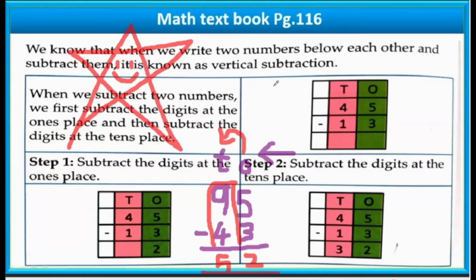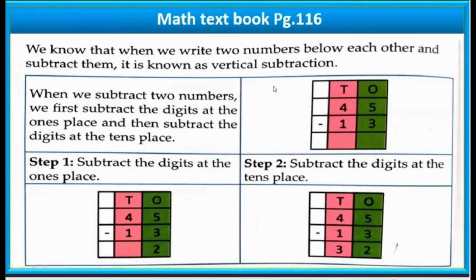Now let's move on to the next slide. Hope you all understood the vertical subtraction. Let's move on to the next page, page number 117. There we have subtraction by comparing tens and ones.